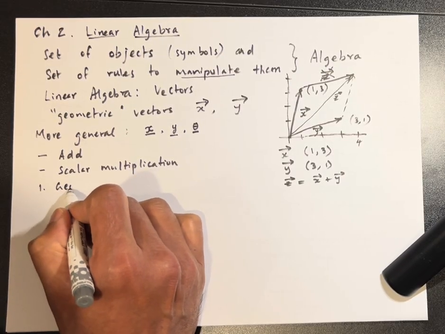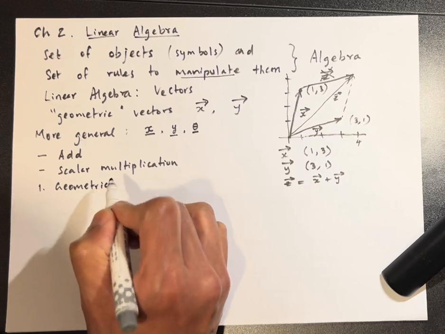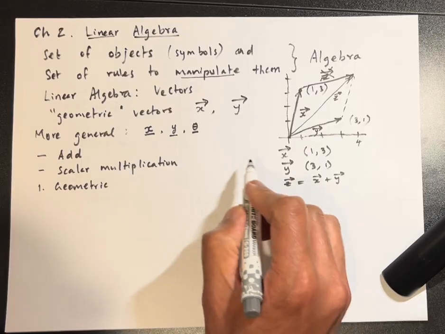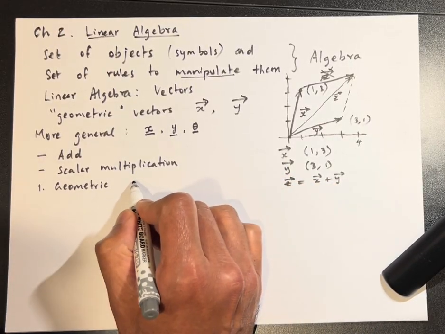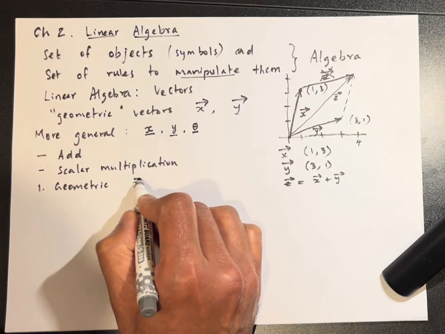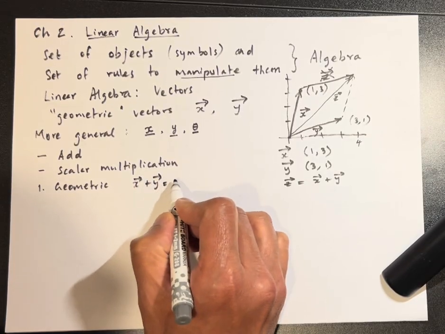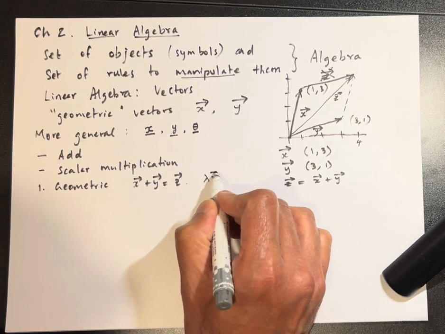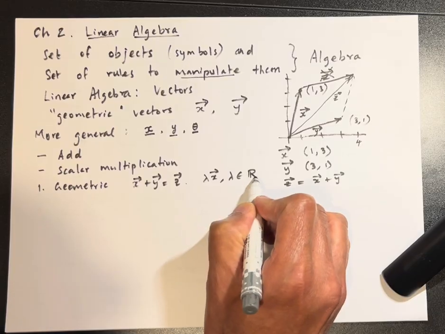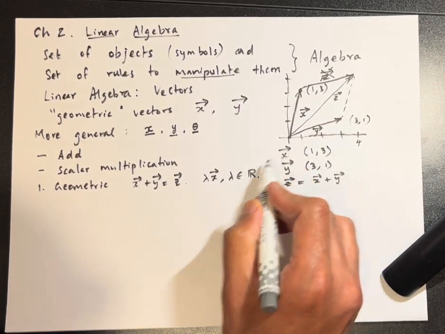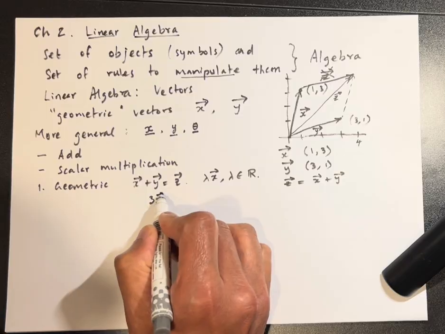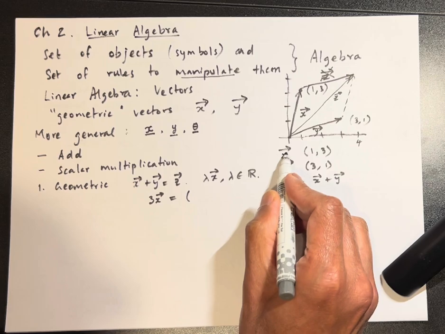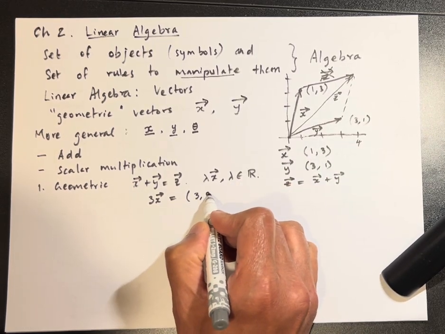Some examples, right? So geometric, that's the first one. And then we can also do scalar multiplication for geometric vectors. So we can do x plus y equal to z, and then we can also do some lambda times x, where lambda is some real number. So for example, 3x, in this case, with this x that I'm taking, 1 comma 3, is going to be 3 comma 9.